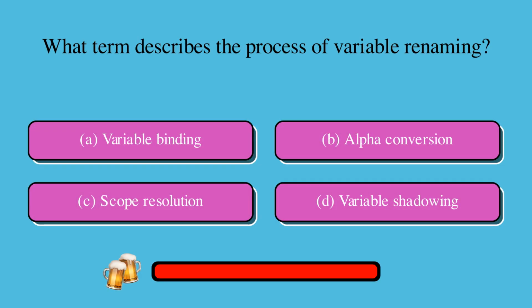What term describes the process of variable renaming? Is it A, variable binding, B, alpha conversion, C, scope resolution, or D, variable shadowing? The correct answer is B, alpha conversion.